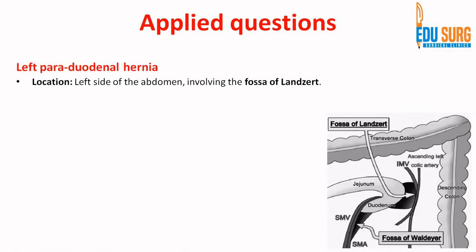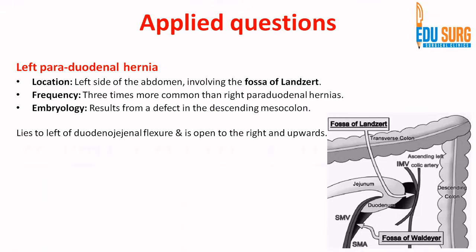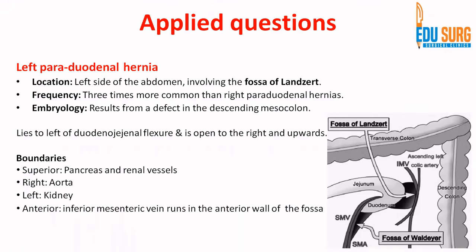So location is on the left side of the abdomen. You have seen now. Frequency, it is 3 times more common than the right paraduodenal hernia. It results from a defect in the descending mesocolon. You can see here, it lies to the left but opens to the right. This is where things usually get confused in the exam. So remember the left paraduodenal hernia, the hernia is to the left, but the mouth is to the right.